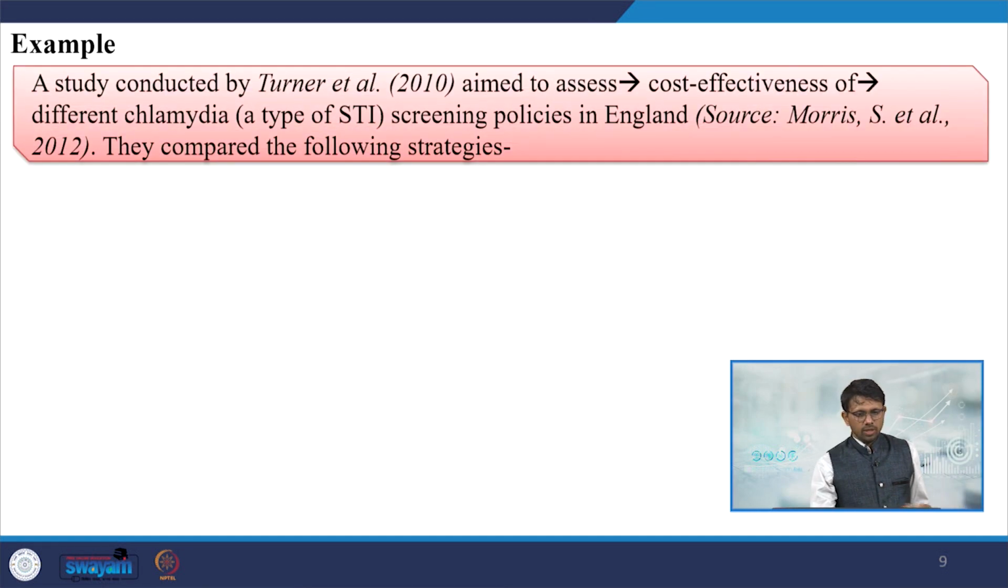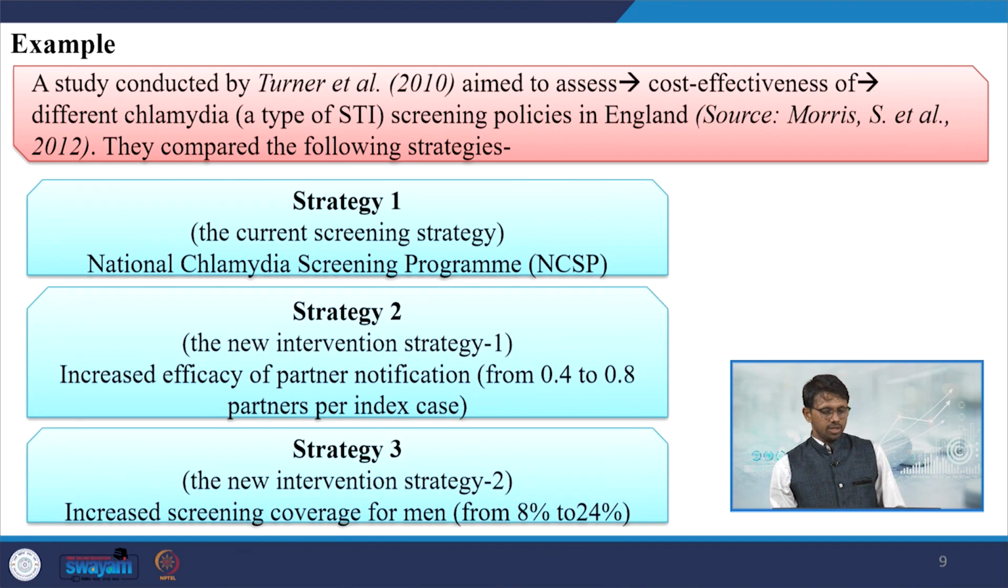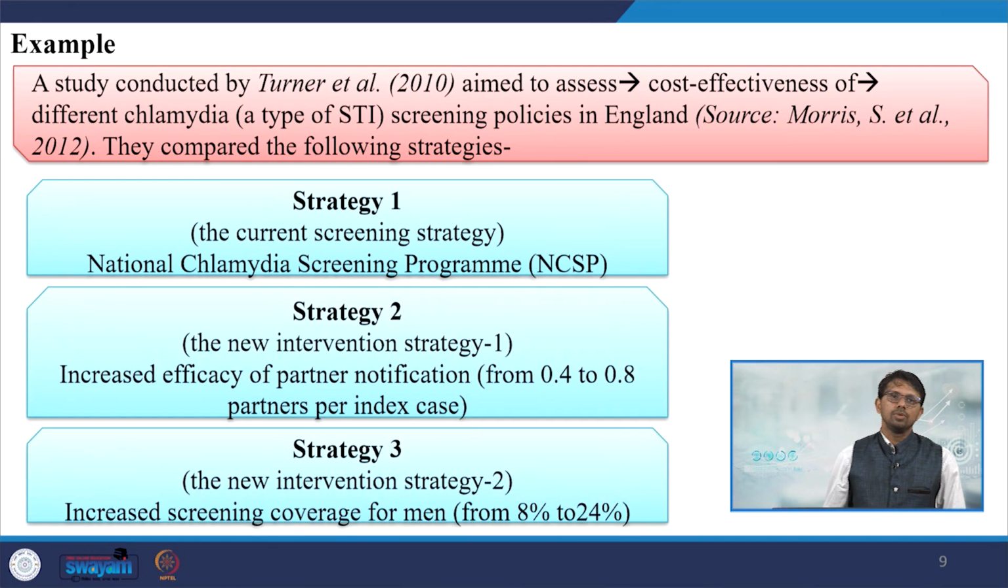So, here is the point. We are actually considering the study by Turner et al. that assesses the cost effectiveness of different chlamydia screening policies in England. It is referring to the policies for healthcare, and they compare the following strategies. The first strategy, second and third, we will just explain.